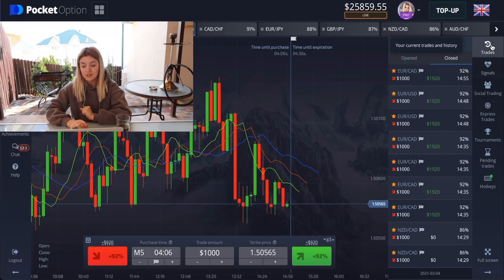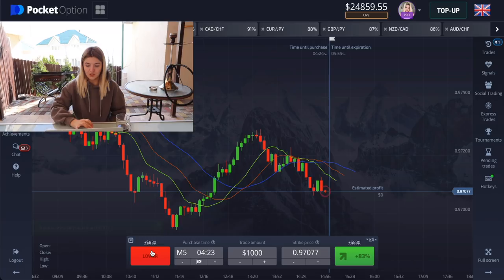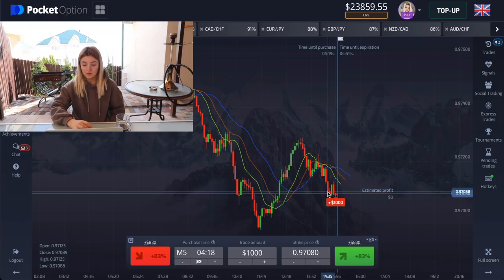Well guys, right here I see a good situation and I'm gonna make a put option. We see that the direction of the lines is falling down. Let's wait for the end of our bet.